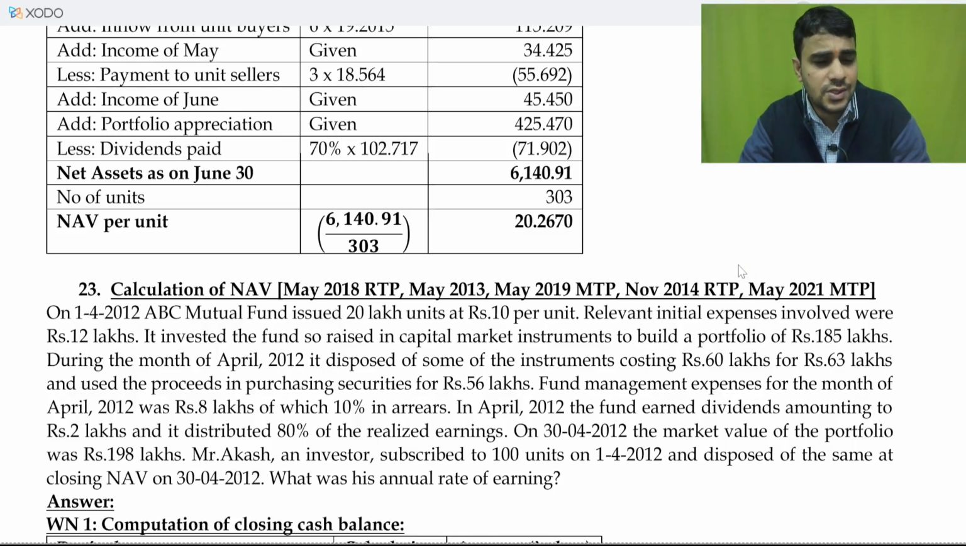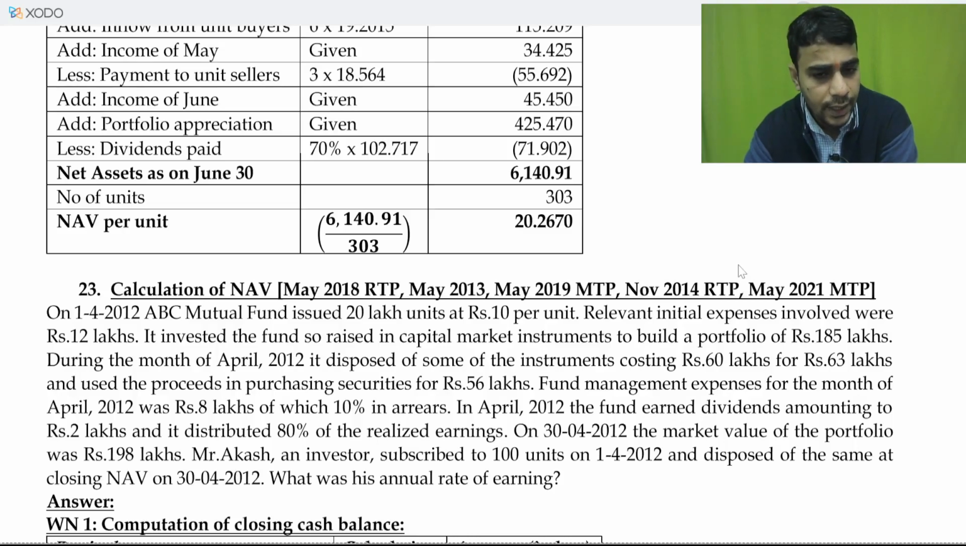Okay, let's look at this question. On 1/4/2012, ABC Mutual Fund issued 20 lakh units at 10 per unit. Relevant initial expenses 12 lakh. Invested the fund in capital market instruments in a portfolio of 185. During the month, it disposed some of the instruments costing 60 lakh for 63. Used the proceeds in purchasing securities. Fund management expenses are there. In April 2012, it earned dividends and distributed 80% of realized gains on market value of the portfolio.